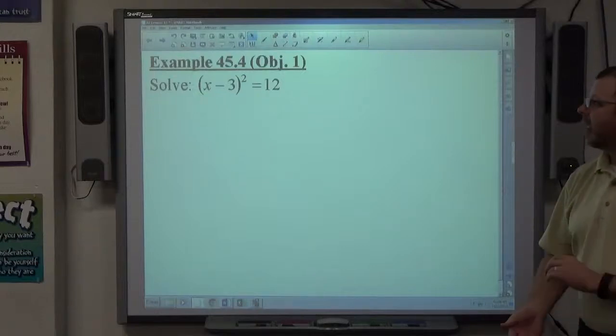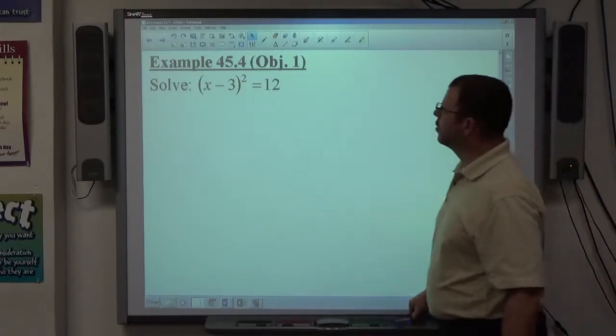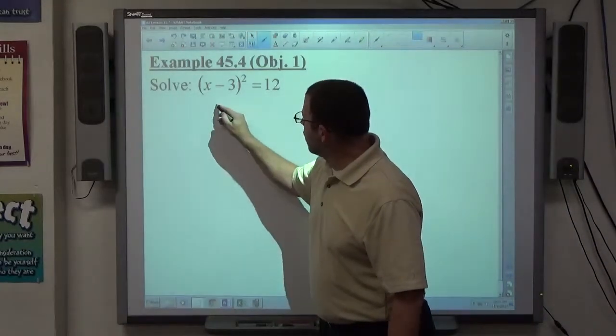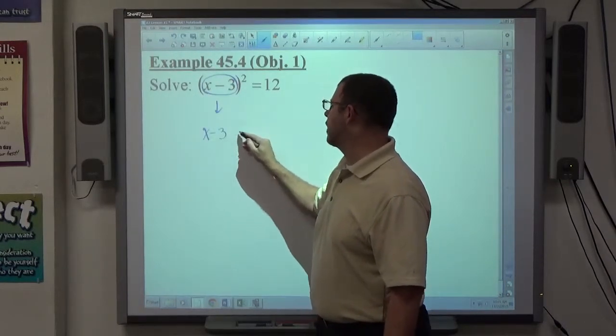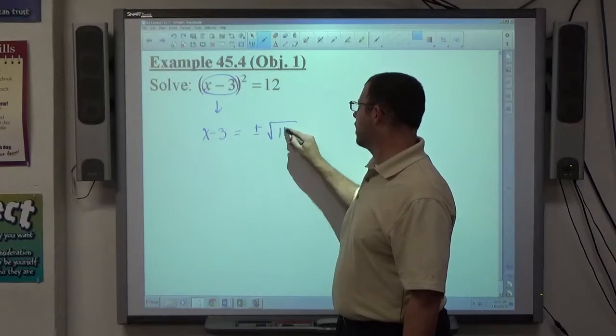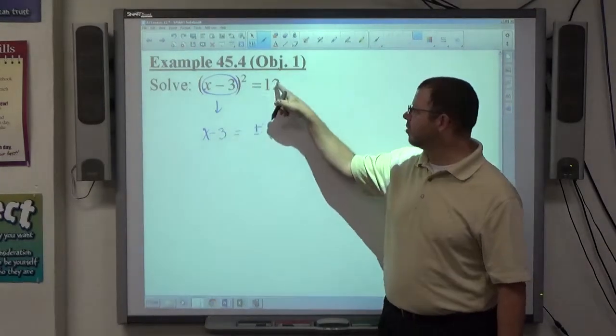Our last example today, x minus 3 squared equals 12. Again, it's got the same basic structure as the last two do. It's got a binomial to the power equals 12, or a number in this case. So if x minus 3 is what's being squared, then x minus 3 not squared is equal to plus or minus the square root of 12. Again, by taking the square off this side, I've square rooted the left, so I'm square rooting the right.